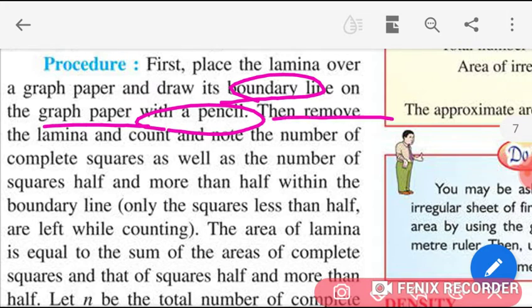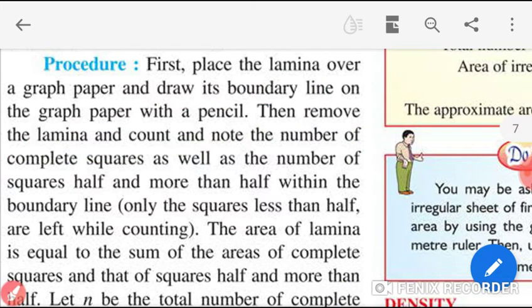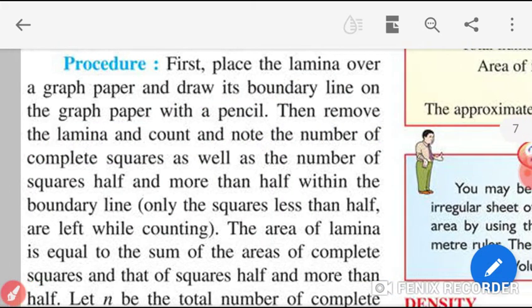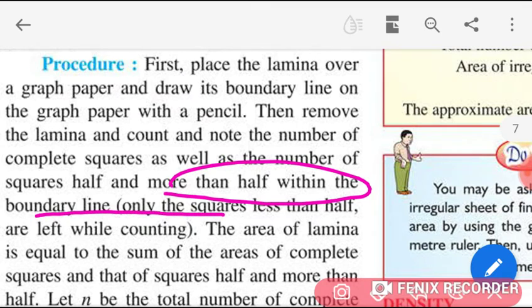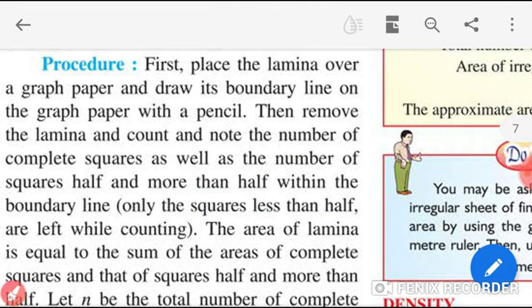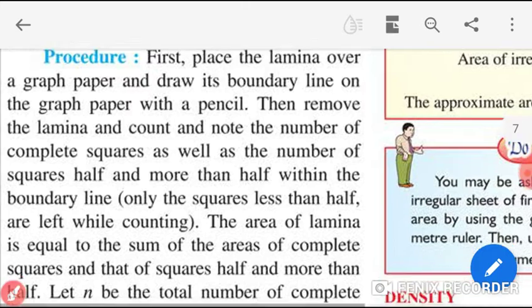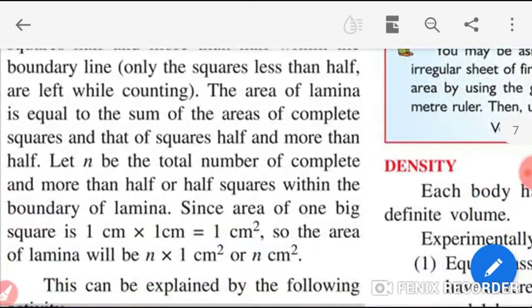Then what you have to do, then remove that object and count and note the number of complete squares, as well as you have to count the number of half squares and more than half squares within the boundary line. That means only the squares less than half are left out while counting. Those squares which are less than half, you have to leave them. Now the area of lamina is equal to the sum of the areas of complete squares and that of squares half and more than half.